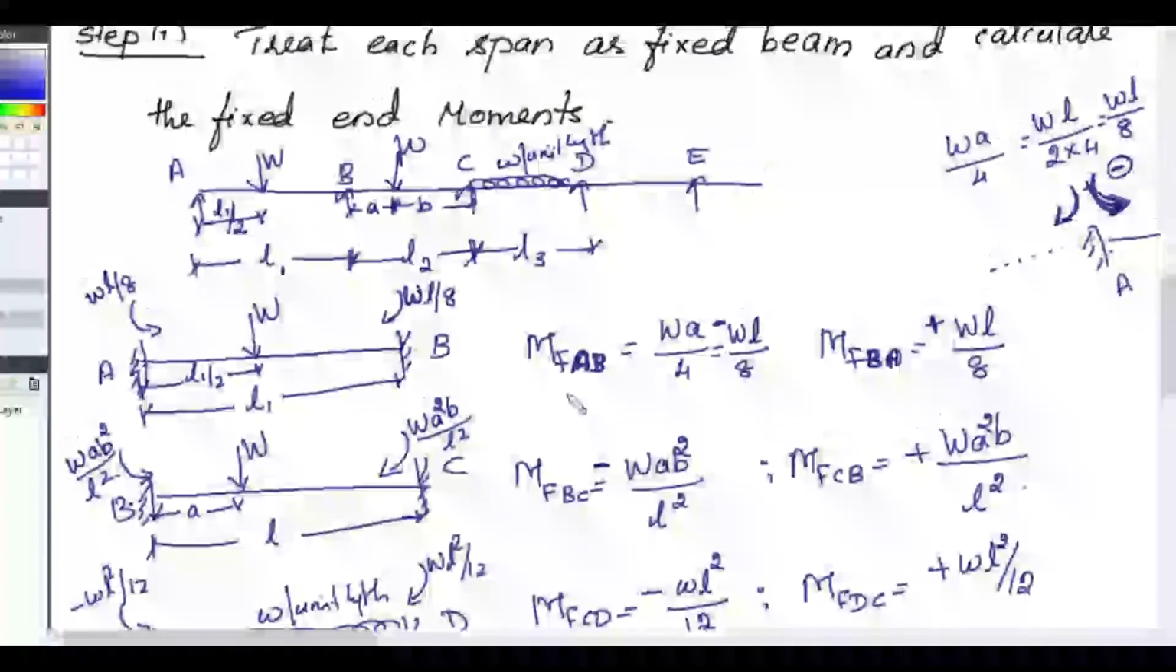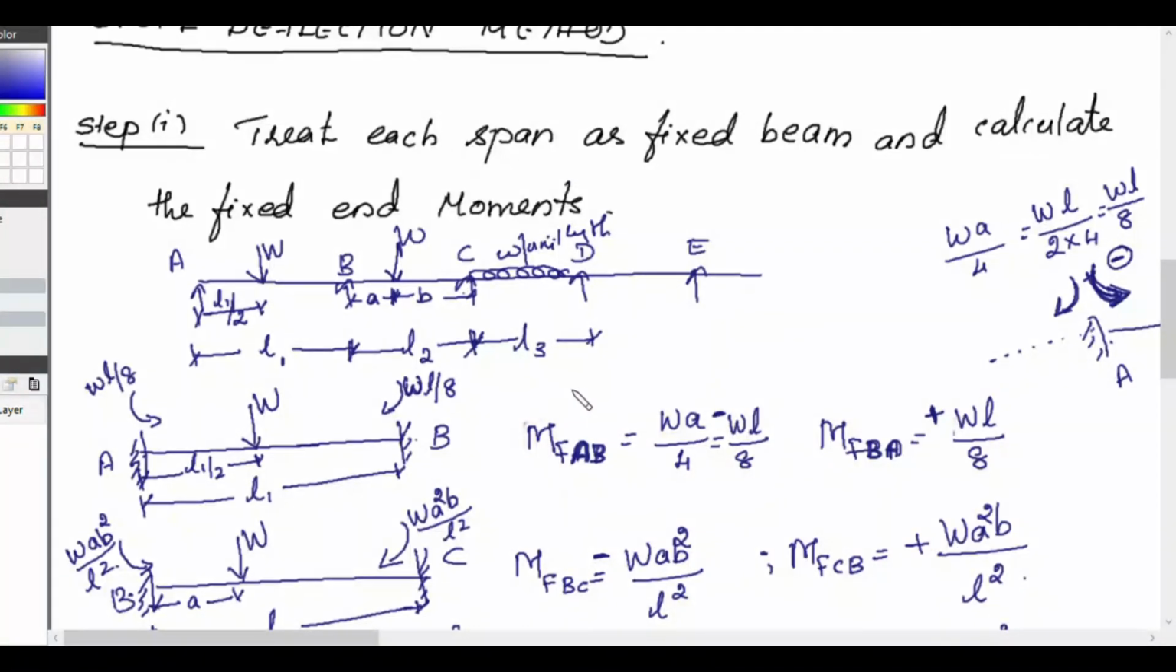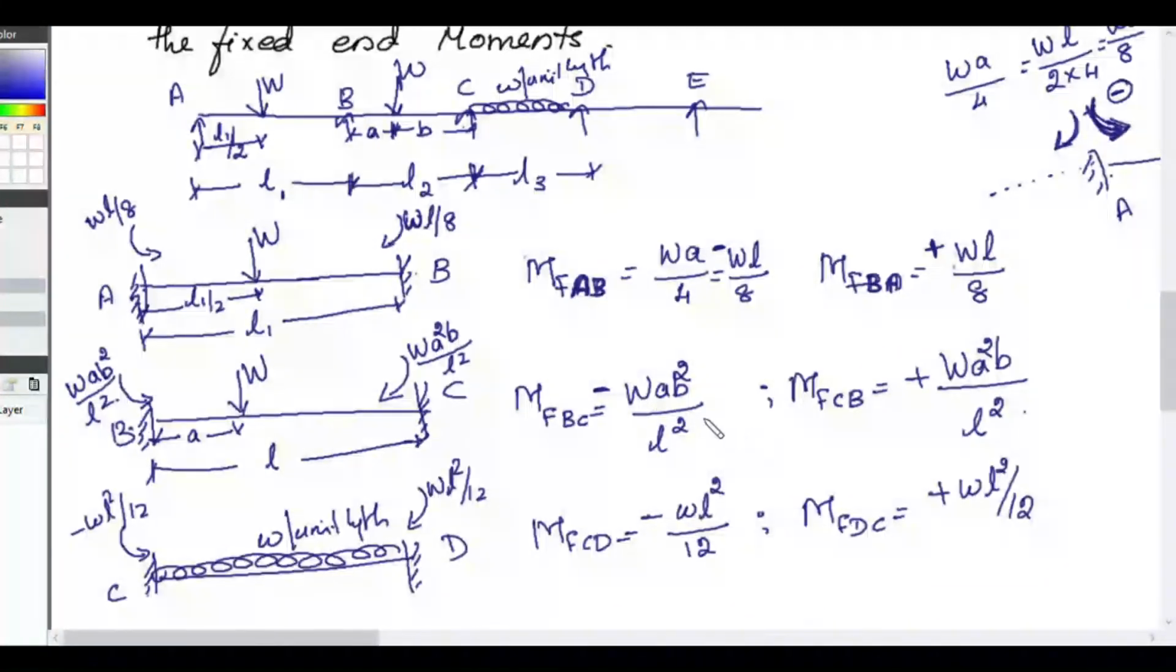So this is our first step. In the first step, you have to treat each span as a fixed beam and calculate the fixed end moments, and these three are the general conditions you may expect in your beam. Okay, so these are the formulas you should remember. You see MFAB, it is WL by 8. The reason is here it is the same formula as this.